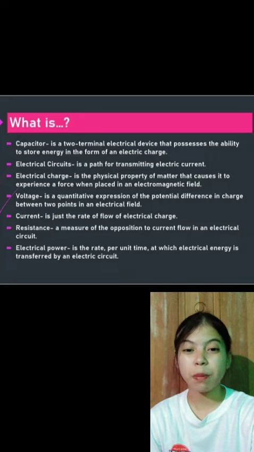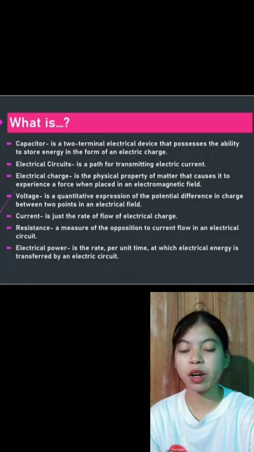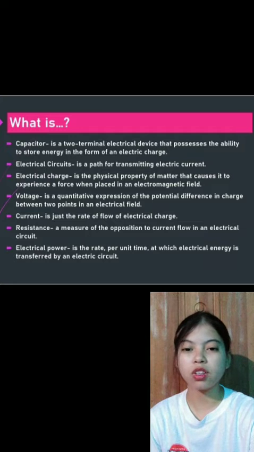So what is a capacitor? A capacitor is a two-terminal electrical device that possesses the ability to store energy in the form of an electric charge. Second is the electrical circuit, a path for transmitting electric current. Third is the electrical charge, the physical property of matter that causes it to experience a force when placed in an electromagnetic field.